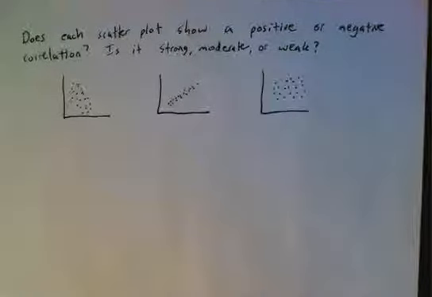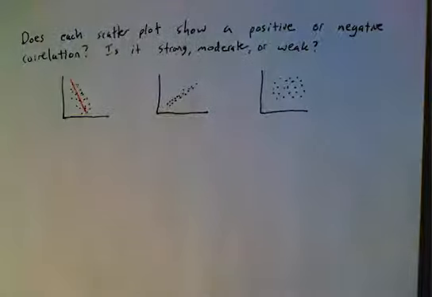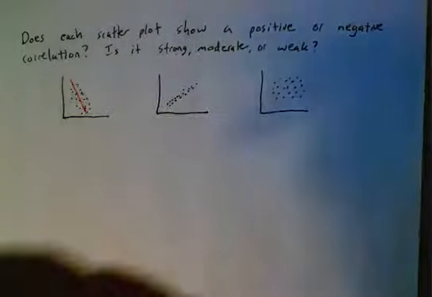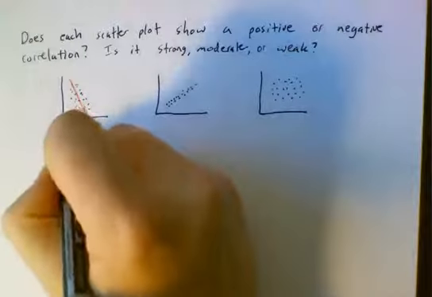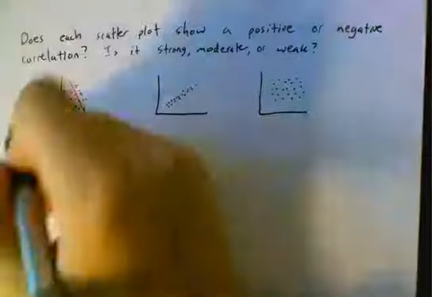And there we go. So let's look at some graphs. Does each scatter plot show a positive or negative correlation? I really should say none. That's a possibility as well. And is it a strong, moderate, or weak correlation? So here we can see that if we were to draw a line through this one, it's sloping down, so it would be a negative correlation. And that's kind of clustered to the line, so probably say moderate.